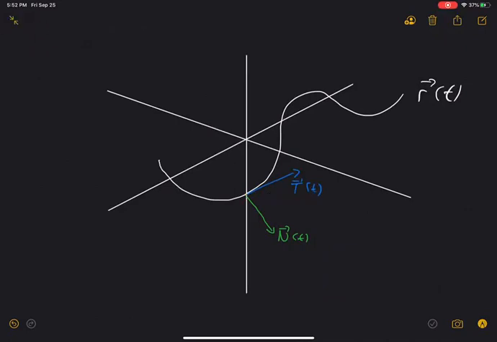I find T prime of t, and maybe it's going to be normal to my curve, but its length might not be 1. Then I divide T prime of t by its own magnitude, and that gives me this thing N of t, which will also have length 1. And we call that the unit normal.